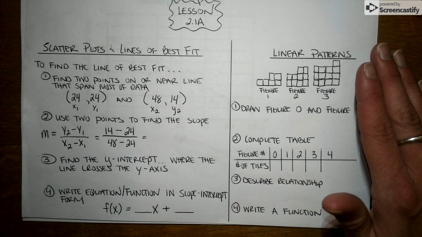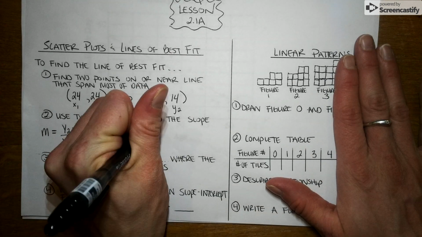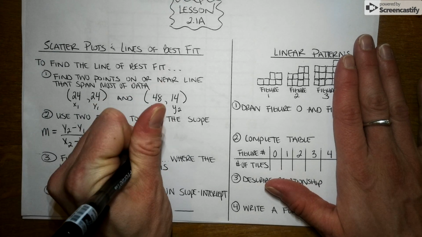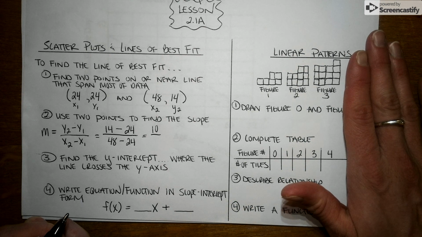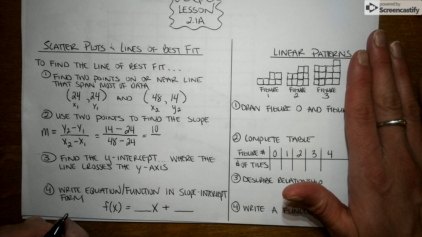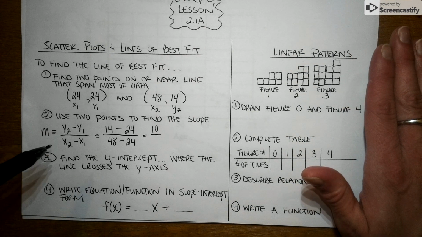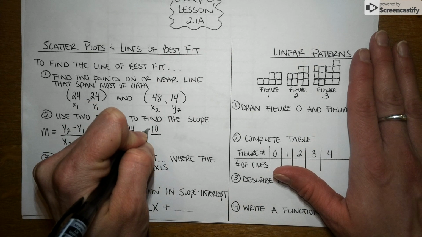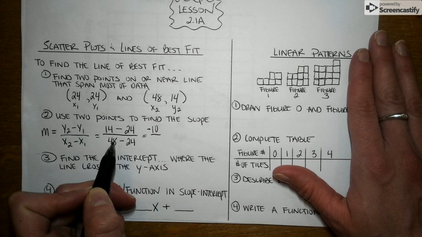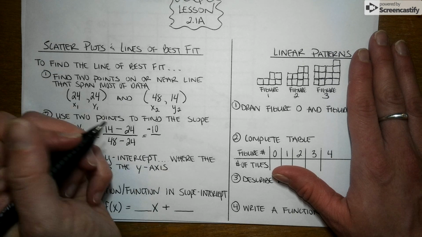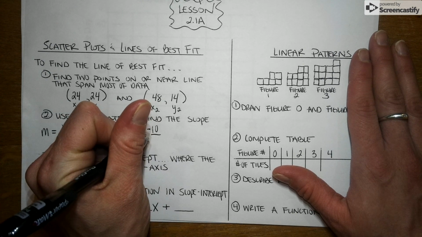So when I do 24 minus 14, I get a value of 10. And when I do 48 minus 24, I get a value of, negative 10 should be on top. 14 minus 24 is negative 10, and then 48 minus 24 is a positive 24.